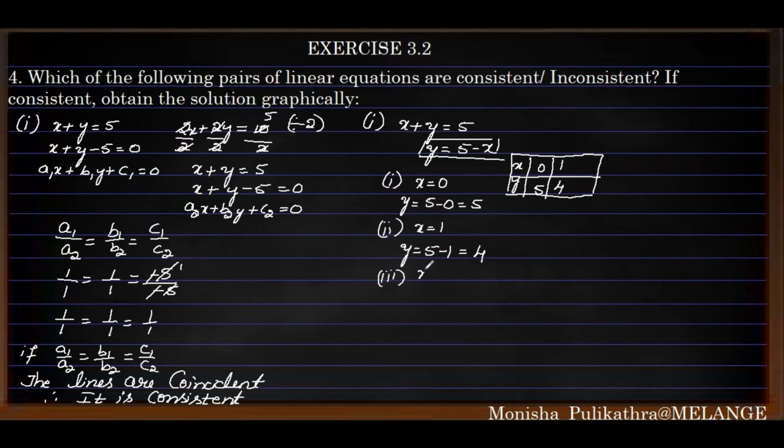Next, third point, I will take x is equal to 2. If I take x is equal to 2, then y is 5 minus 2, that is 3. So when x is 2, then y is 3. Okay. So for plotting a graph, at least 2 points we have to consider. More than 2 is also okay, but at least 2 points is considered.